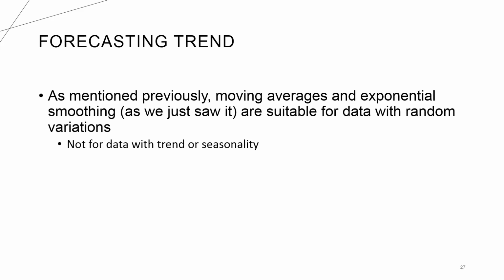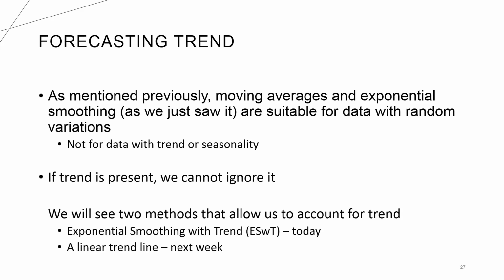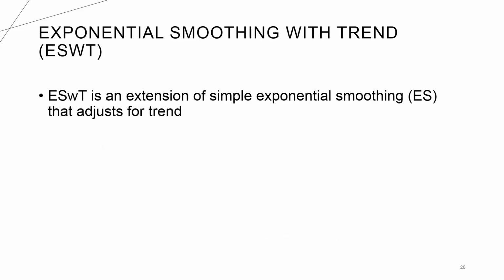We can do that. But there's another method that we're going to do today, which is this exponential smoothing method we just did. We can add in another parameter, which is going to make the method keep up with trend all on its own without needing any regression. So like I said, exponential smoothing with trend today. Next week, we're going to do a linear trend line regression.